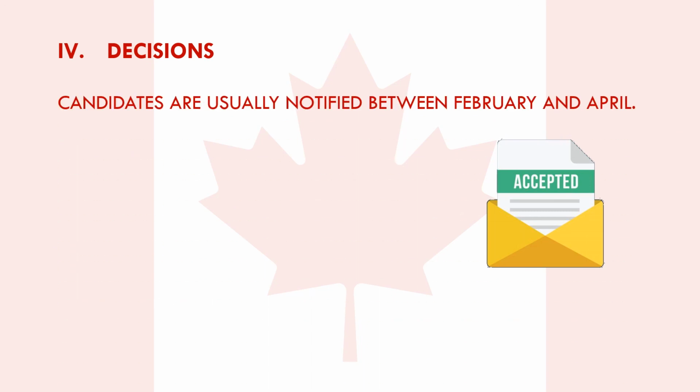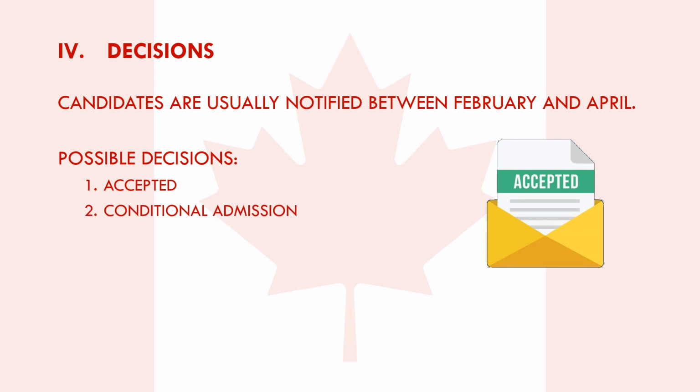Candidates for undergraduate admission are usually notified between February and April. There are 4 possible decisions. Accepted, which is an unconditional offer of admission. Conditional admission, admitted on condition that the applicant completes typically an intensive English program. Rejected, or waitlisted, a determination that is dependent on the number of students who have accepted offers.